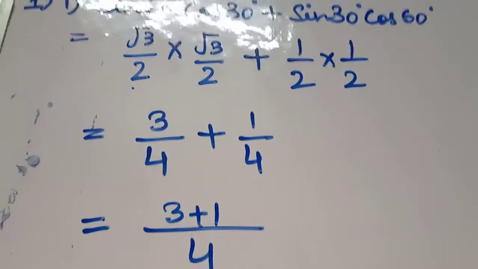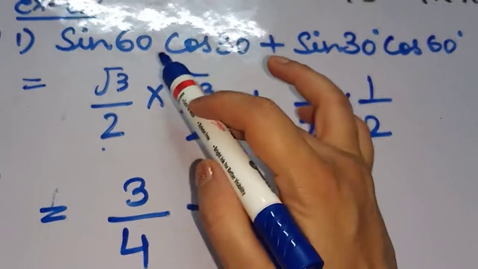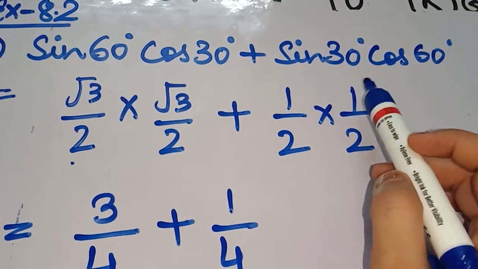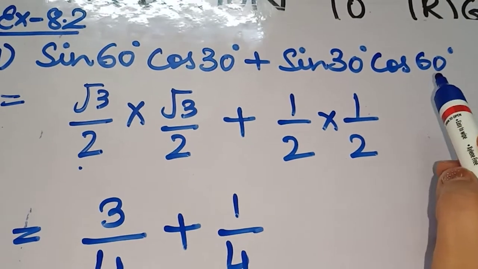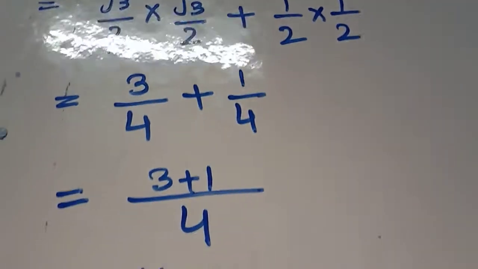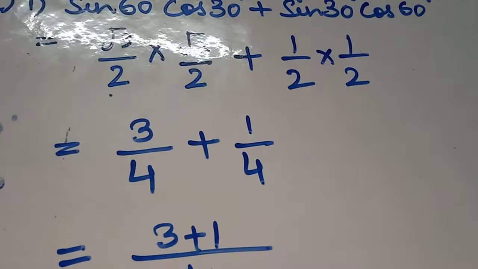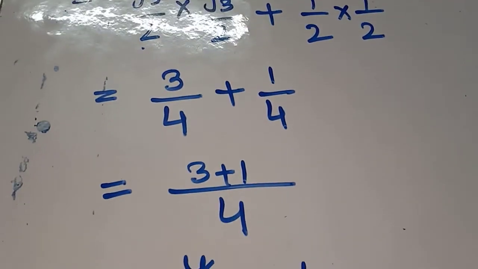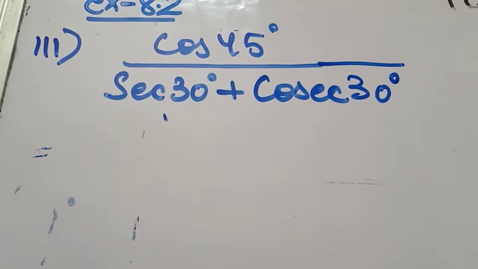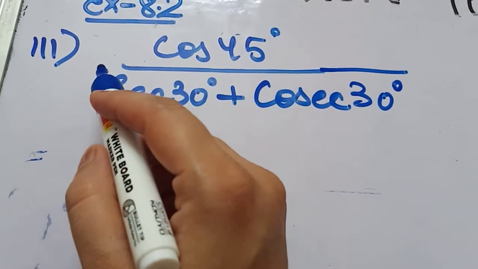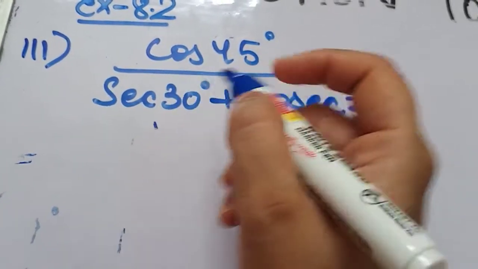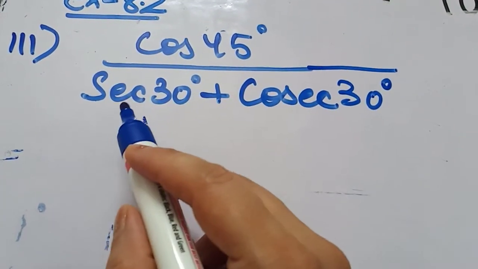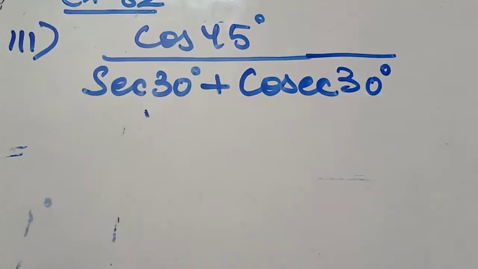So the answer of your first part, that is sine 60 degree cos 30 degree plus sine 30 degree cos 60 degree, is equal to 1. One of the very simplest questions of this exercise. Now the third part of question number 1 of exercise 8.2, that is cos 45 degree upon secant 30 degree plus cosecant 30 degree.